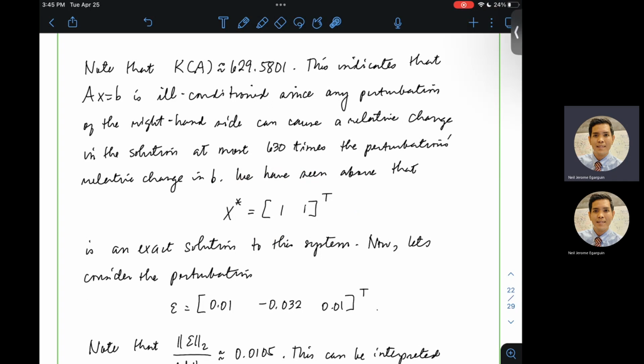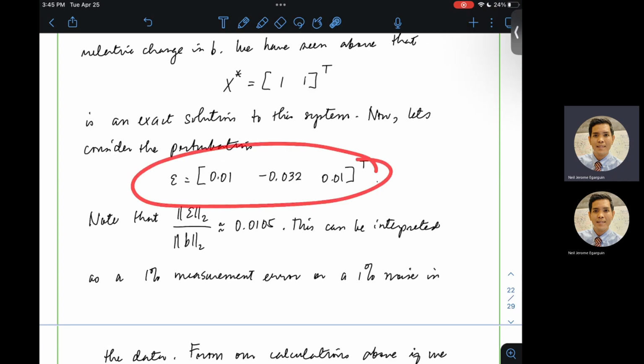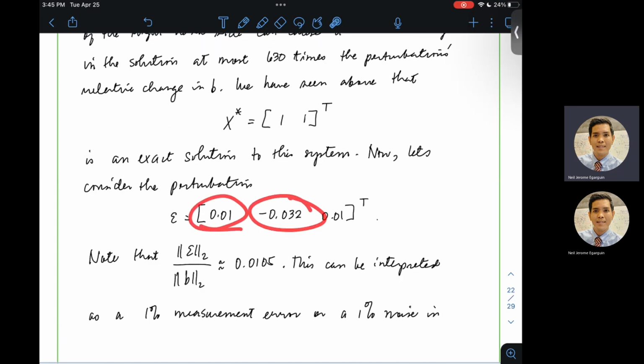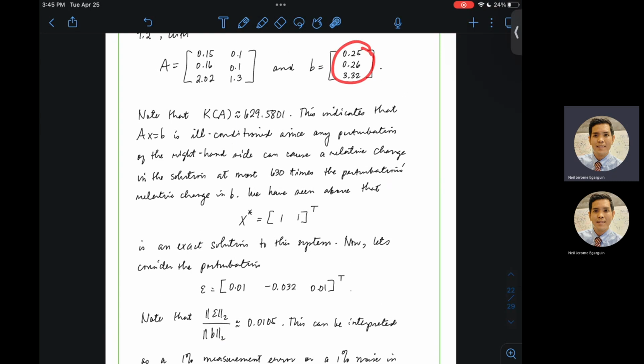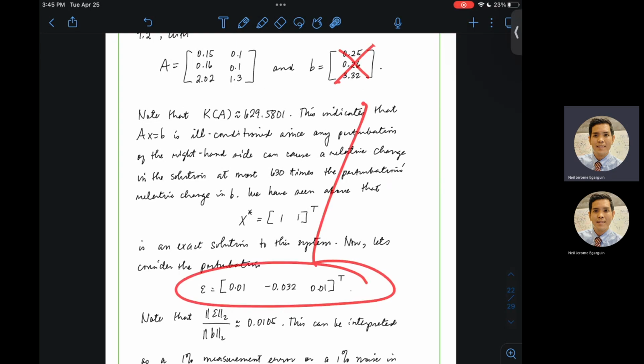Okay. Now, if you introduce this perturbation, this is the noise to the measurement. So that's 0.001, minus 0.02, then 0.01, right? So that means instead of this right-hand side, what you gathered from your measurements or from whatever data collection technique you use, this is not what you got. You were tainted by this noise. So your b plus epsilon is what you got from your measurements, and that's going to be what?